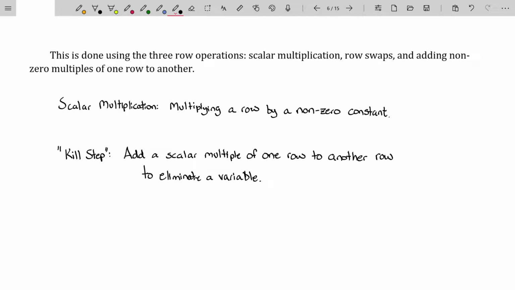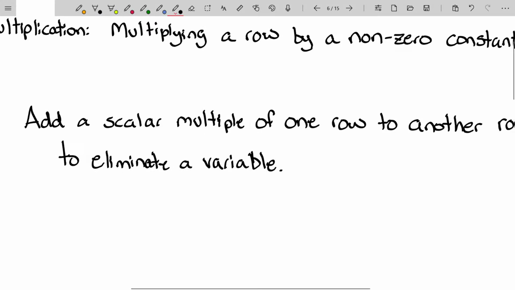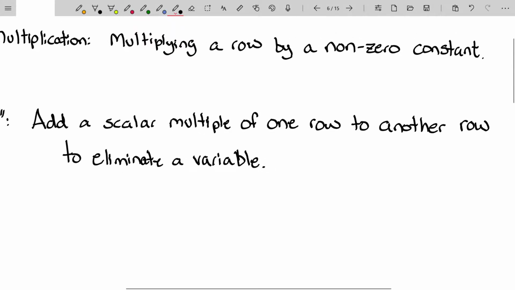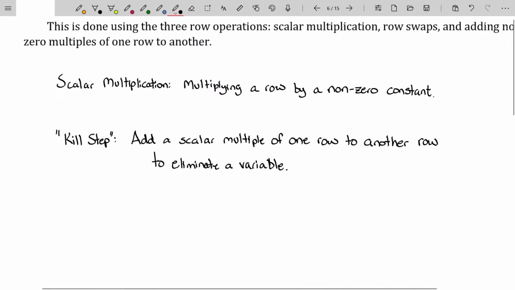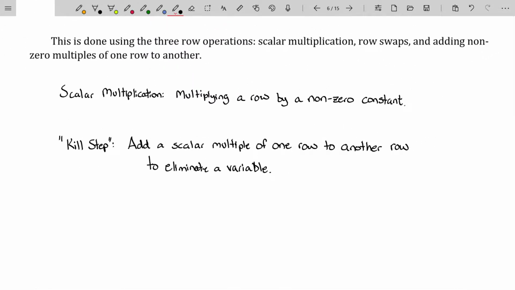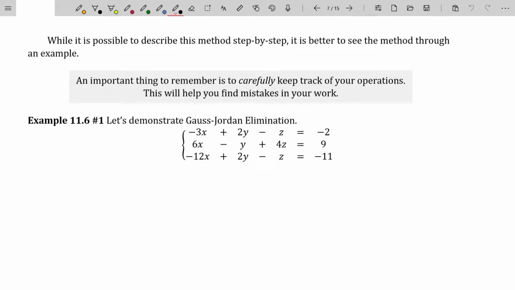And I call this the kill step. The kill step, you would take a scalar multiple of one row and add it to another row, and that is used to eliminate a variable. Now, you will understand this when we actually do an example, which is our next step. So we might as well just go ahead and see how this works.